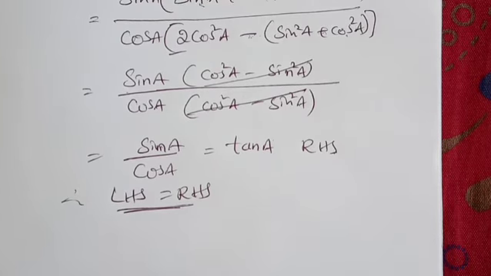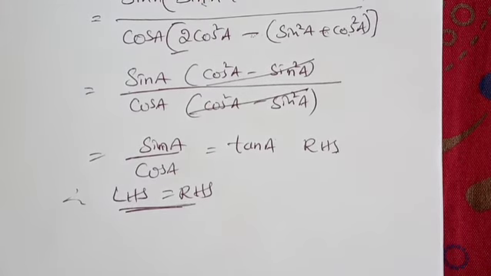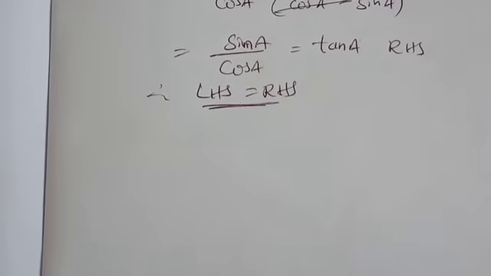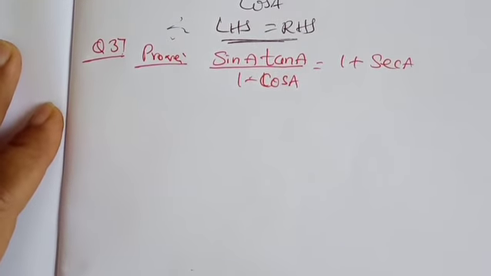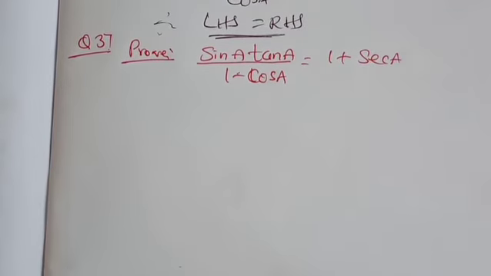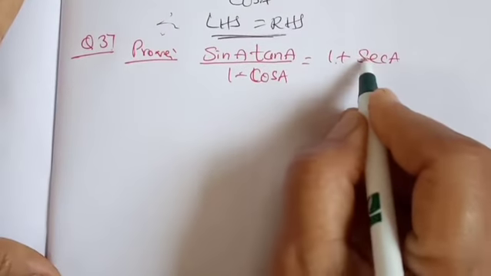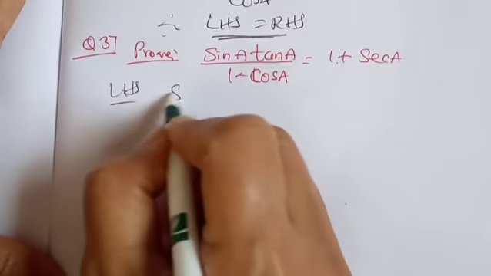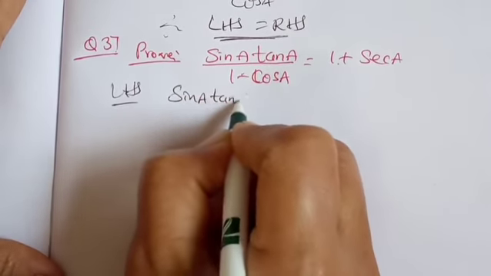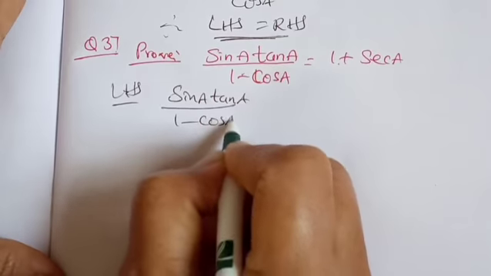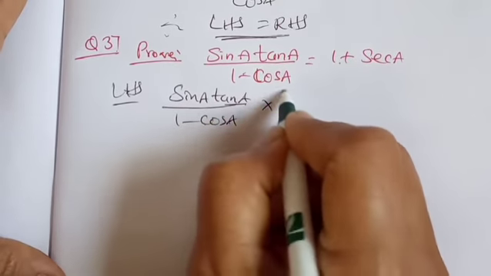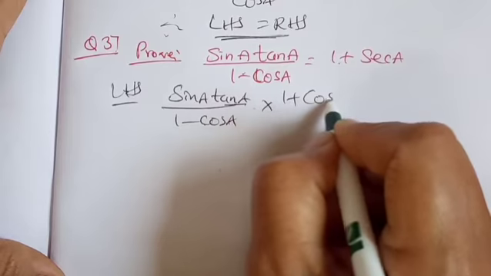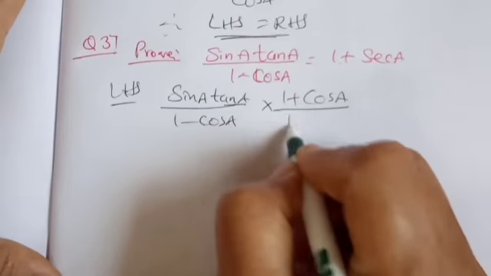Next, the 37th question. Okay, children. Now, 37th question. Sin A into tan A by 1 minus cos A. Okay, so RHS is 1 plus sec A. So LHS again sin A tan A by 1 minus cos A.